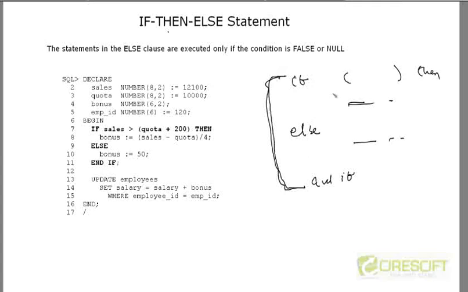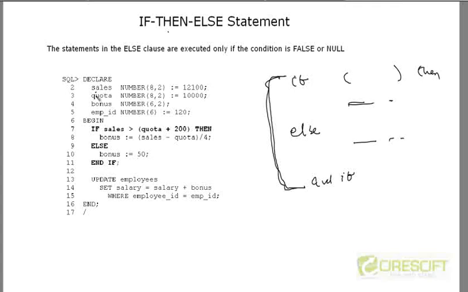Inside that if and end if, I can have multiple if and end if. That's nested. I can nest if and end if multiple times depending on whatever way I want. We're going to give some examples. Okay, let's take a look in this case.